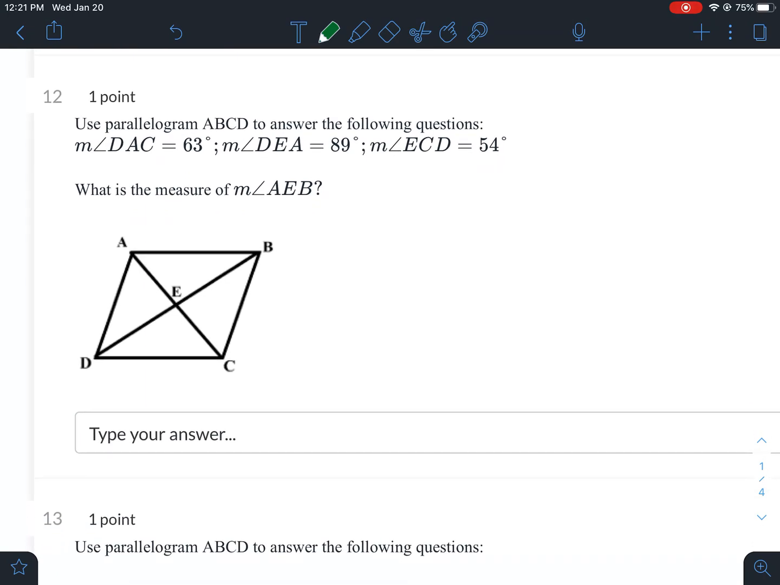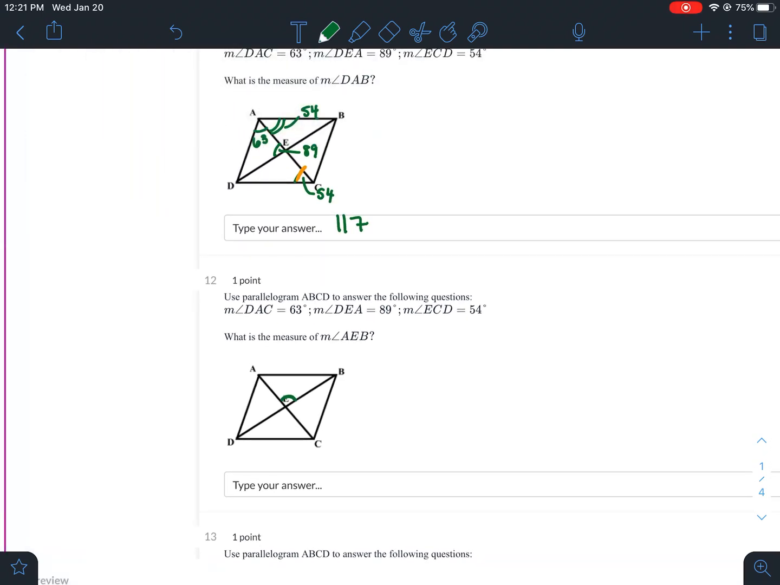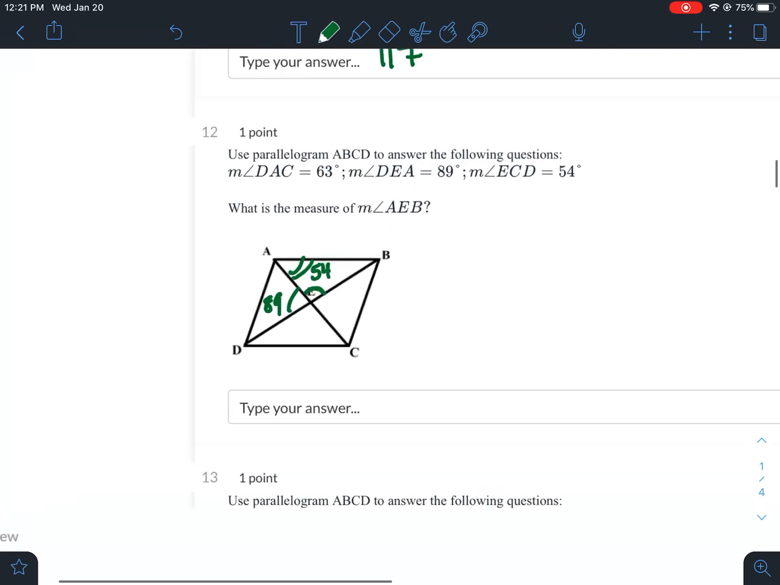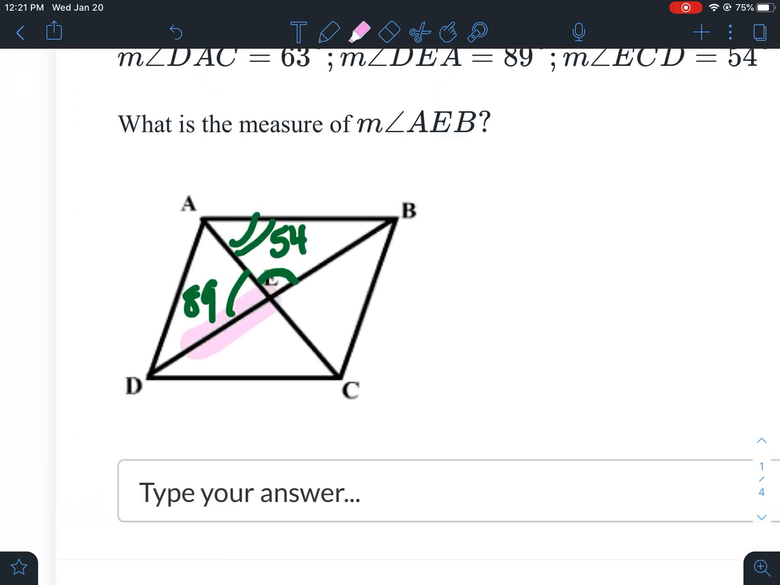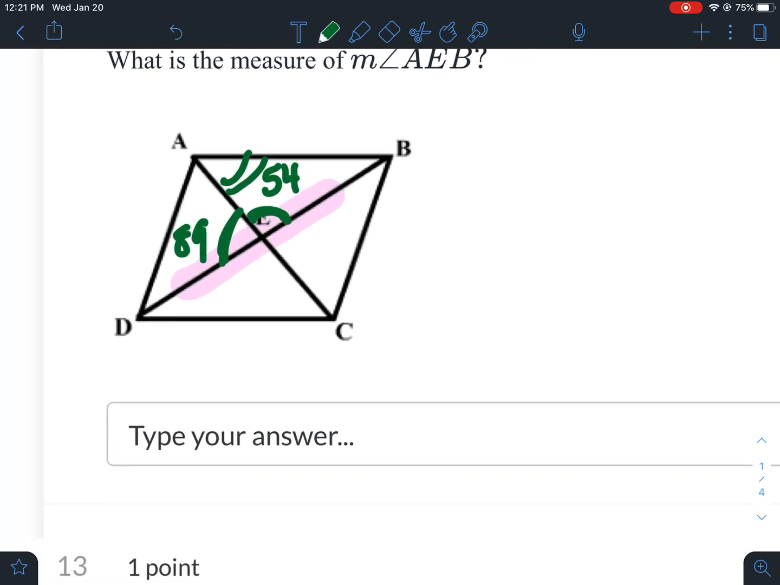Number 12. Once again, we're going to use that same parallelogram, and this time we're looking for AEB. This angle right here. Well, so far, we know that this one is 54. We know this angle is 89. So given that, these two form a straight line. So if this right here is 89, this one is going to be 180 minus 89, which will get us to the number of 91.